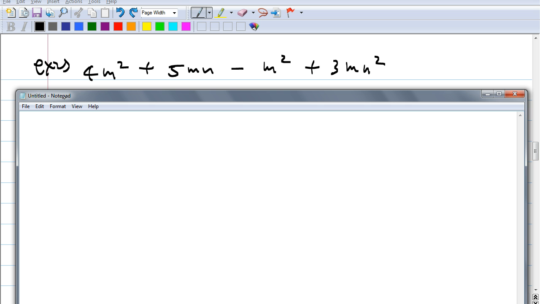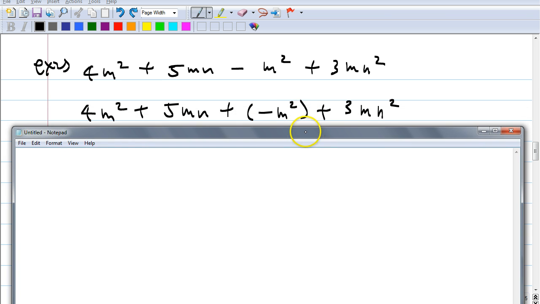Go ahead, everybody try. So first of all, I would like to change everything to addition. So Kaylin, can you tell me what to write? 4m squared plus 5mn plus negative m squared plus 3mn squared. That's right. And Raymond, what are my like terms? The like terms are 4m squared and negative m squared. That's right. What about 5mn and 3mn squared? Aren't they like terms, guys?